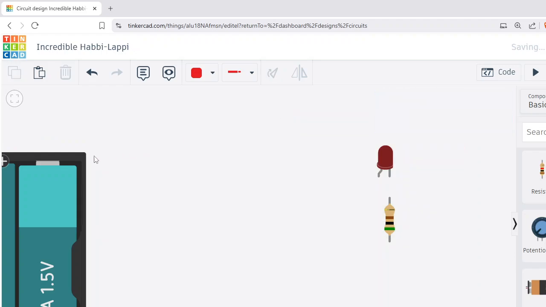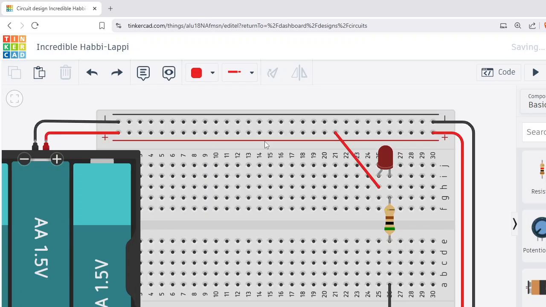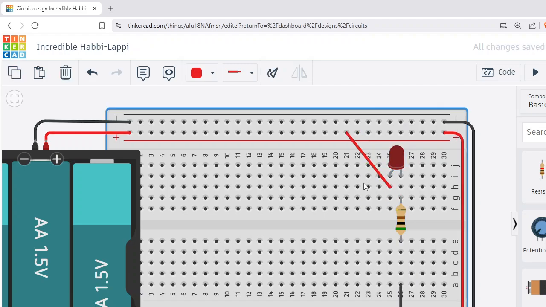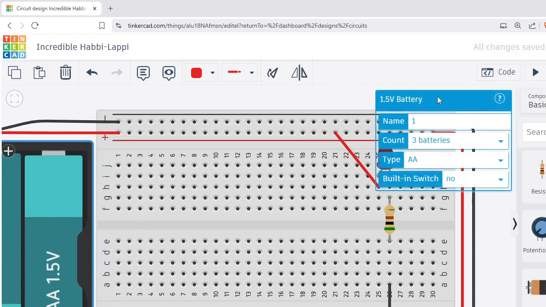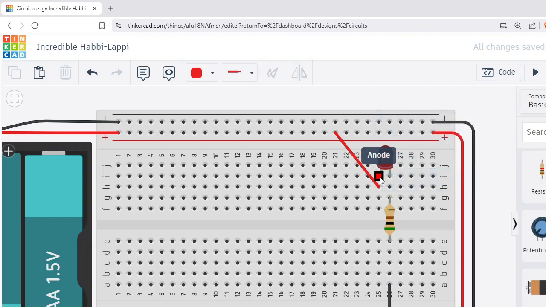Sir, I wanted to ask about this breadboard. You connected one red wire diagonally in the block below this LED. So what was that for? This was to connect the positive side of the battery to the positive.